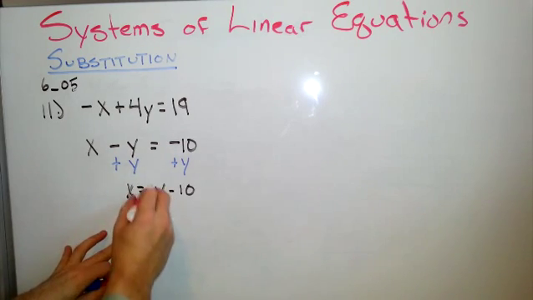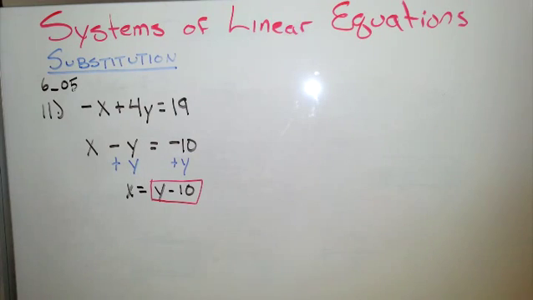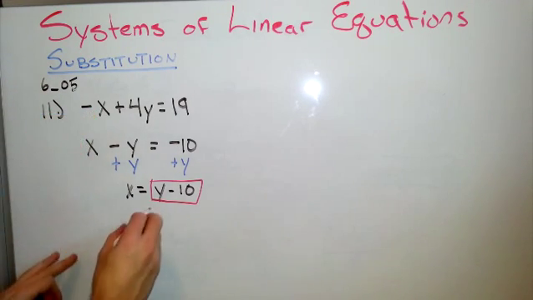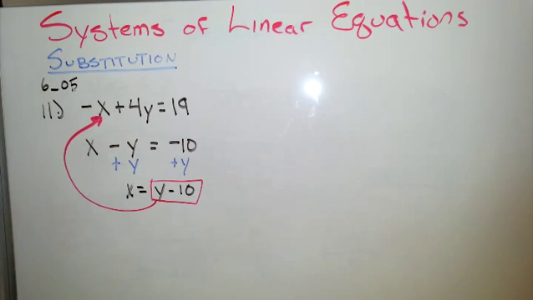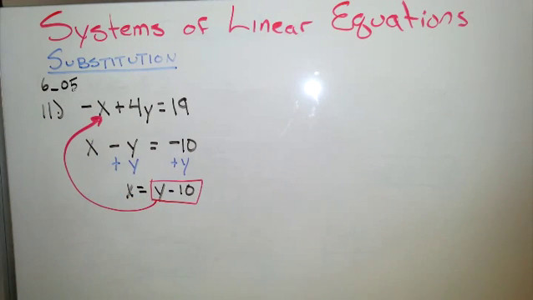And you can see I have achieved the first goal. X is by itself. I know what x is. X is y minus 10. This is the second equation. So to substitute, you've got to plug in the information for x into the first equation. So I would then rewrite the first equation. Instead of writing x, I would write y minus 10. That's what we'll do right now.